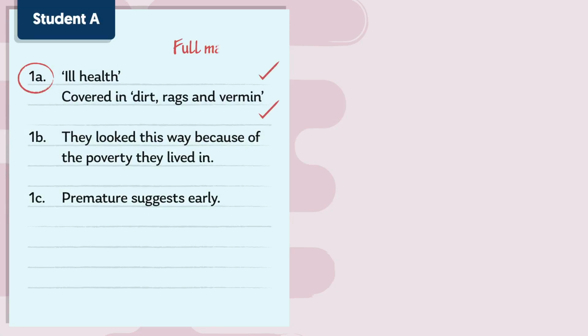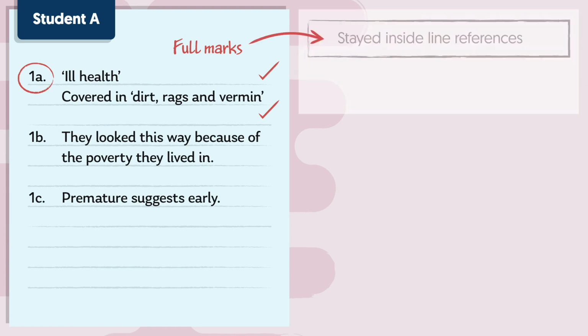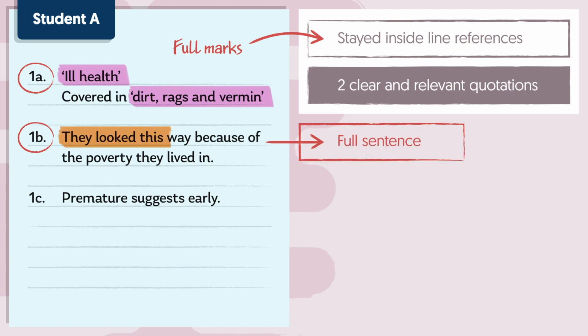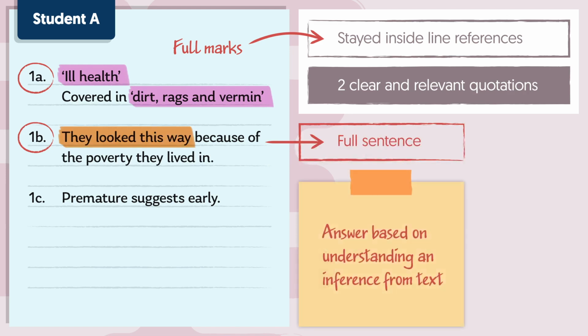This student received 2 marks for their answer, which is full marks for this question. They stayed inside the line references and chose 2 relevant quotations that describe the condition of the children. They also gained the mark for part B of the question. They answered in a full sentence using words from the question and correctly inferred that the reason the children look that way is because they're poor.